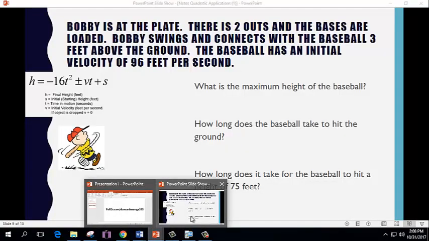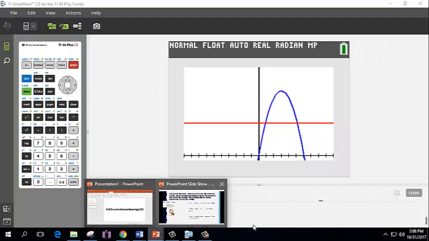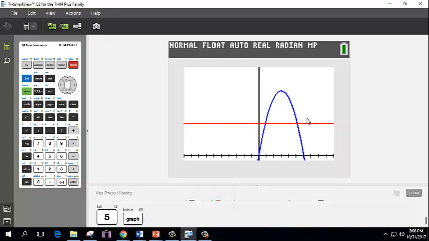How long does it take for the baseball to hit a height of 75 feet? Well, here's the thing. It hits a height of 75 feet in two different places. But we want the initial one because it doesn't say or ask for both. You just want to say how long does it take the baseball to hit the height of 75 feet.